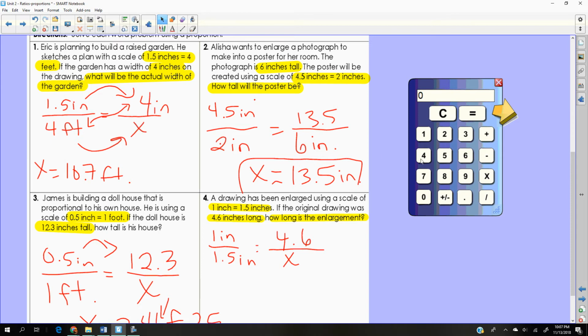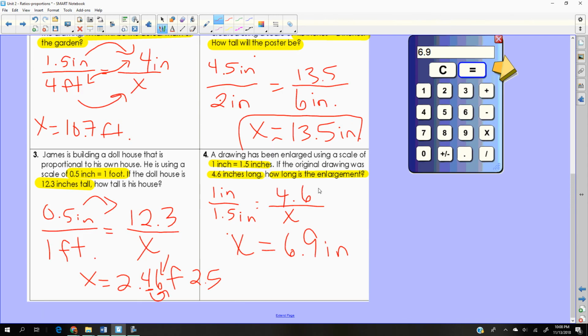And we have 4.6 times 1.5 because we're cross multiplying. And we get 6.9, and then we divide what we have left over. And of course, anything divided by 1 is going to be itself. So the answer is x equals 6.9 inches.